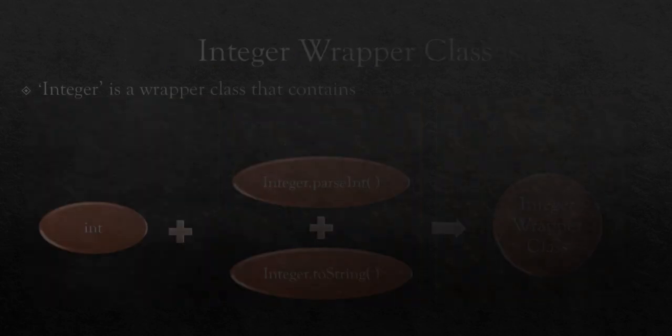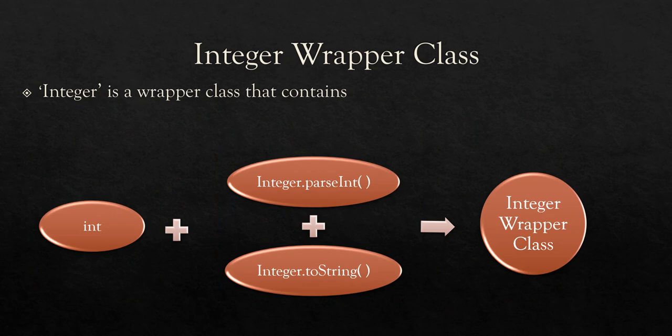Next, let us take a specific wrapper class called Integer. What does the Integer wrapper class contain? It contains three things. First, it contains an integer value. Whatever value you store will be an integer value, so the data type is integer. And it has two methods. One is Integer.parseInt. So what is this method?